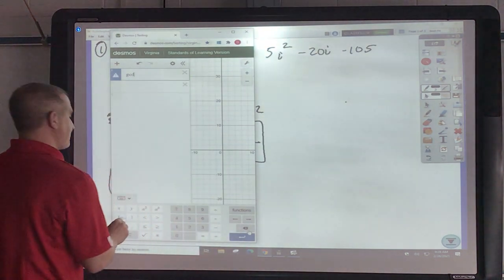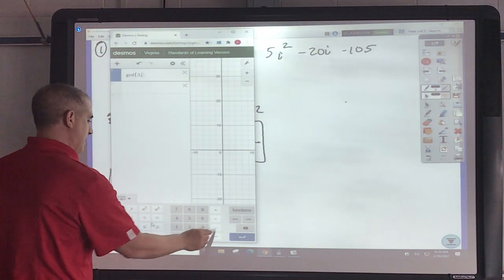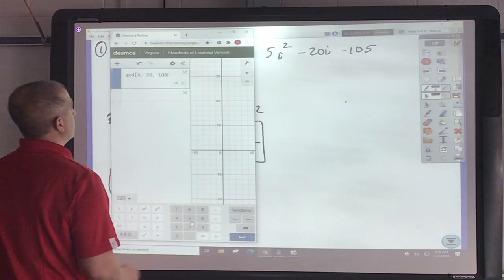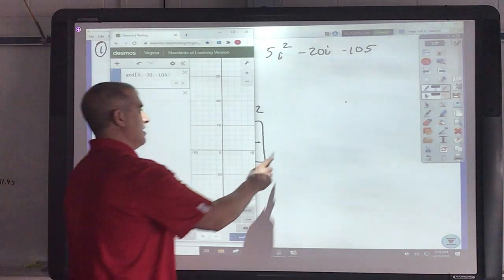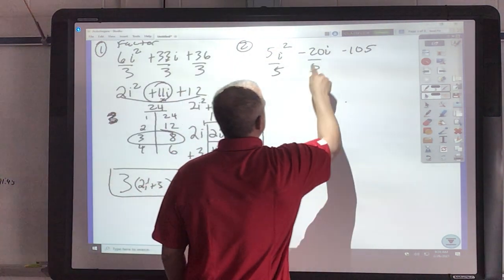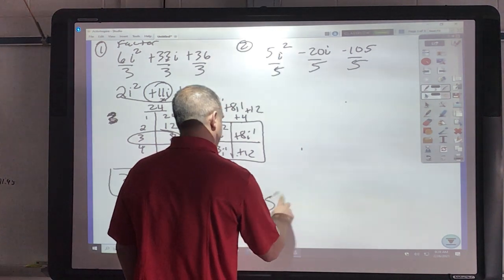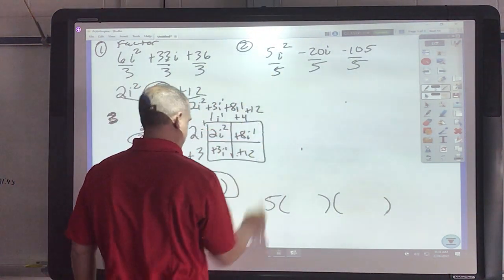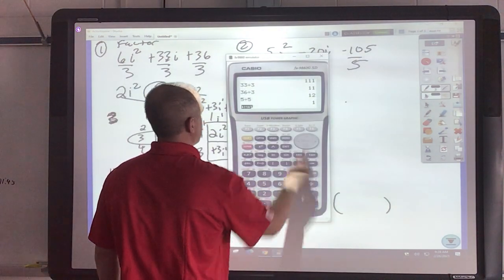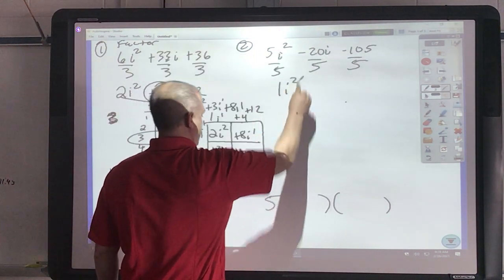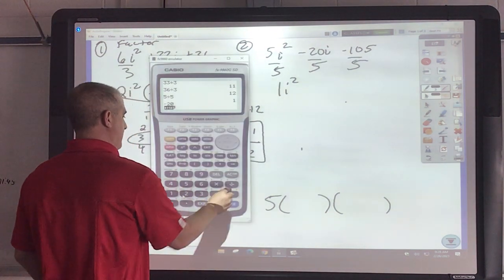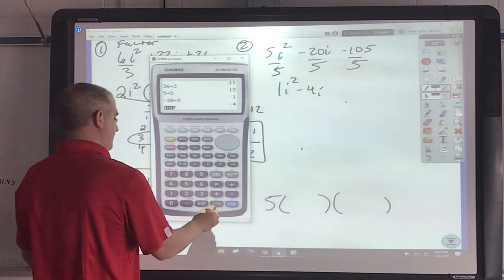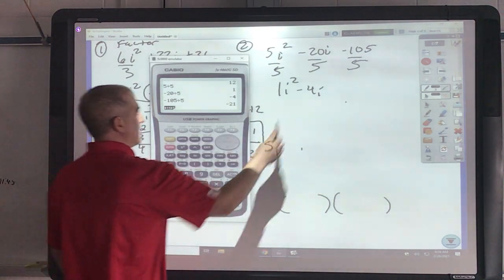Okay, so I got 5, negative 20, negative 105, and it tells me the GCF is 5. I'm going to divide these all by 5 and put that 5 down next to my factors because I know that's going to be part of my answer. 5 divided by 5 is 1, so 1i squared. Negative 20 divided by 5 is negative 4i. Negative 105 divided by 5 is negative 21.